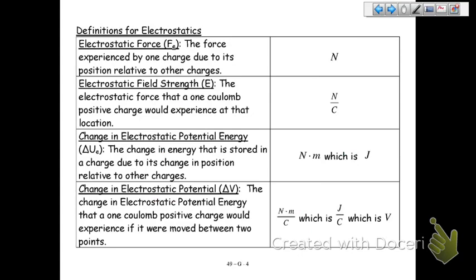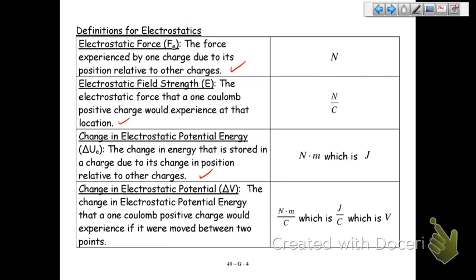What about the electrostatic? It's the same thing. The force experienced by one charge due to its position relative to other charges. And then the electrostatic field strength is the electrostatic force that a 1 coulomb positive charge would experience at that location. But remember, the field strength is about the point rather than the charge that's there. And the change in electrostatic potential energy is the change in energy that is stored in a charge due to its changing position relative to other charges. And then we say the change in electrostatic potential is the change in electrostatic potential energy that a 1 coulomb positive charge would experience if it moved between 2 points.